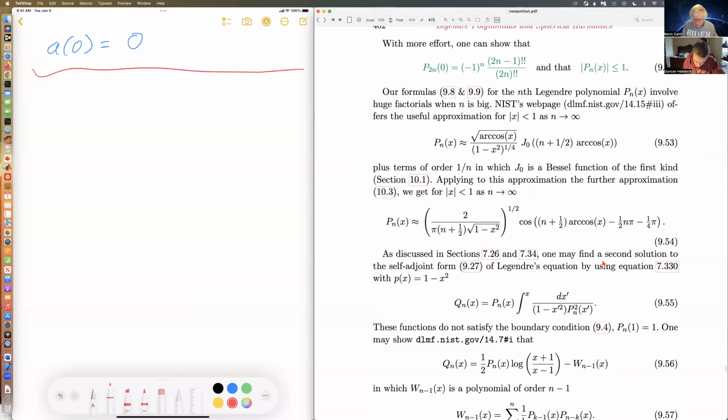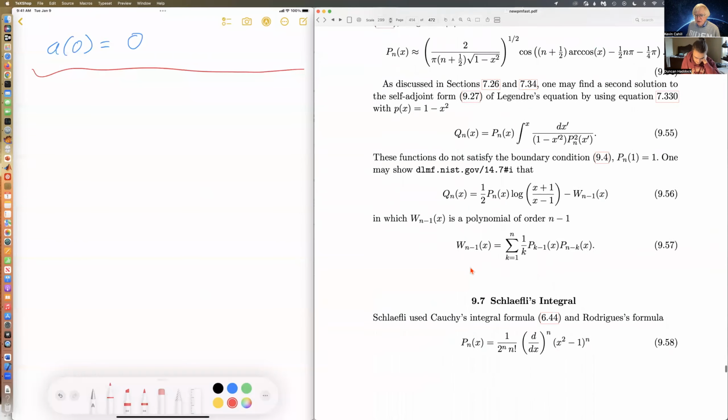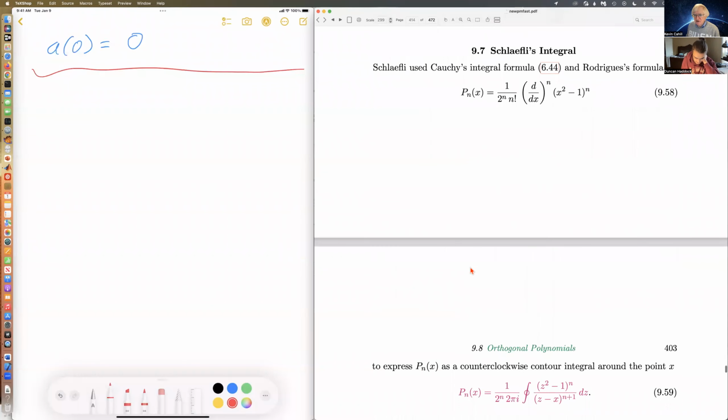And with more effort, one can show what the even ones are, and one can also show that the Legendre polynomials are always less than unity in absolute value. I think I'm going to skip the rest of this section and just go to Schlaefli's integral.